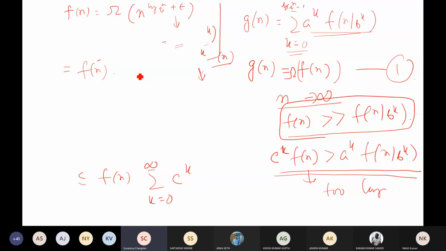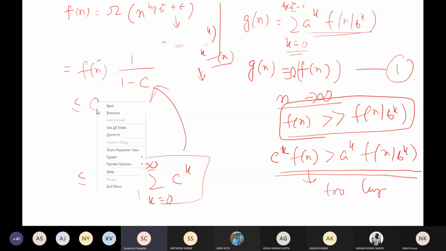So 1 by 1 minus c must be greater than 1. So we can write this value is equal to some constant times f of n, where the constant is 1 by 1 minus c. So we can write this is equal to big O of f of n. Let us consider this as equation 2.